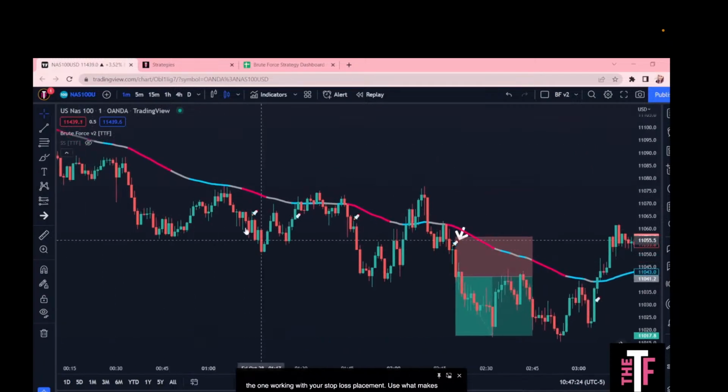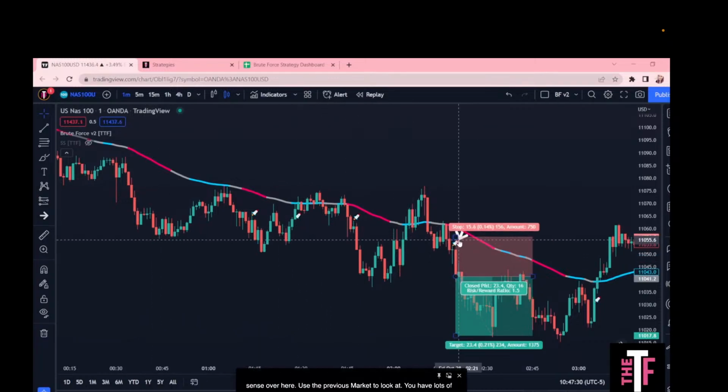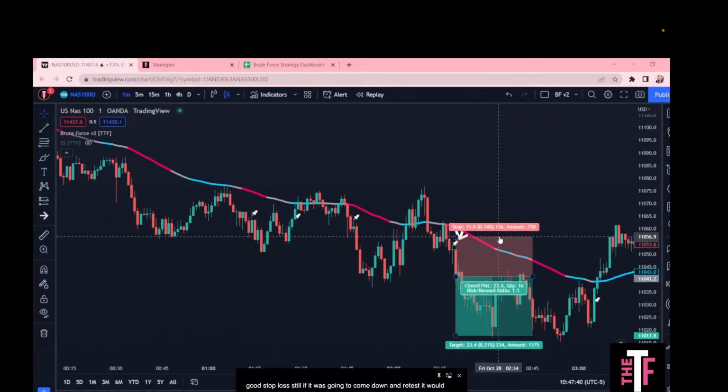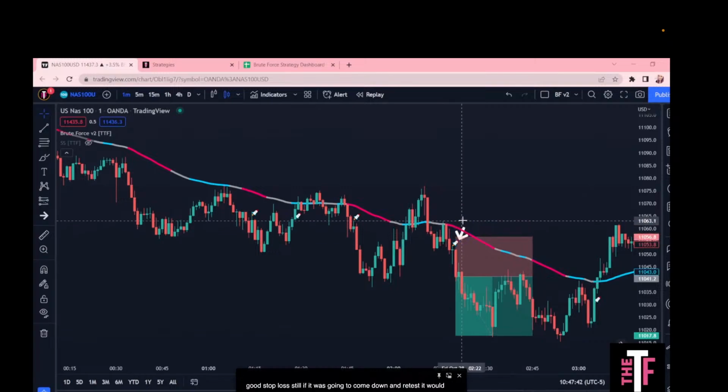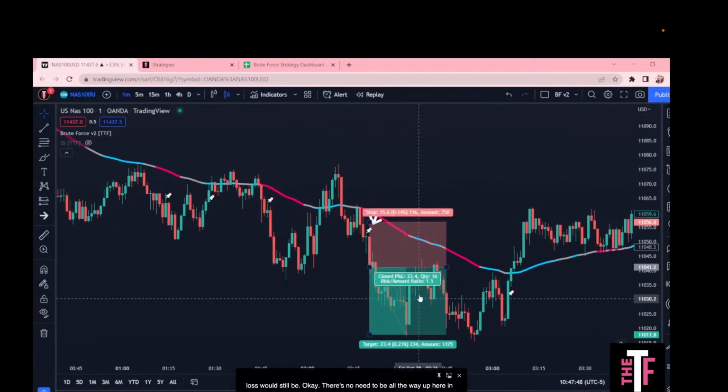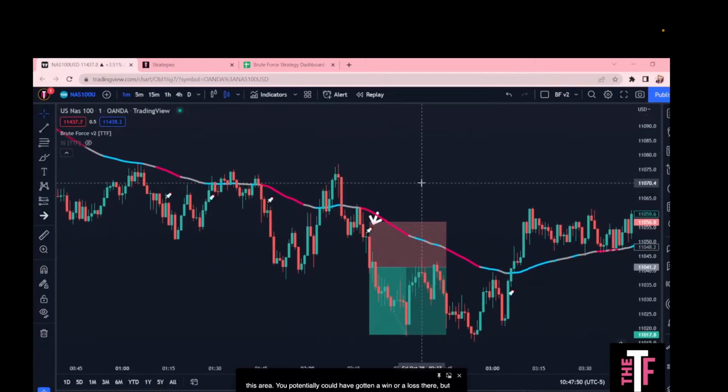Use what makes sense over here. Use the previous market to look at. You have lots of price action here, a level here, some wicks in here. Like this makes it a good stop loss still. If it was going to come down and retest, it would likely retest at the highest point in this area. So even then your stop loss would still be okay. There's no need to be all the way up here in this area. You potentially could have gotten a win or a loss there, but like I said, we had lots of stop loss placements. We can show you how we did it.